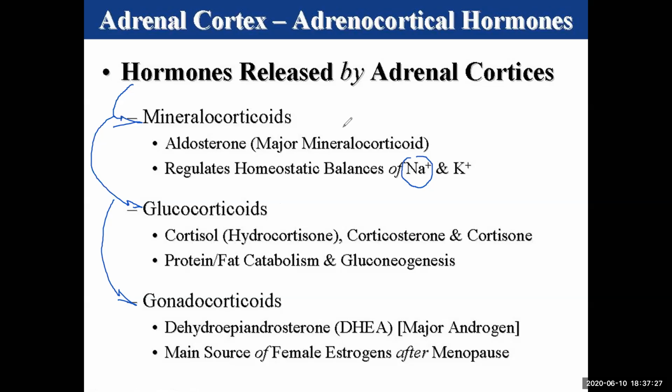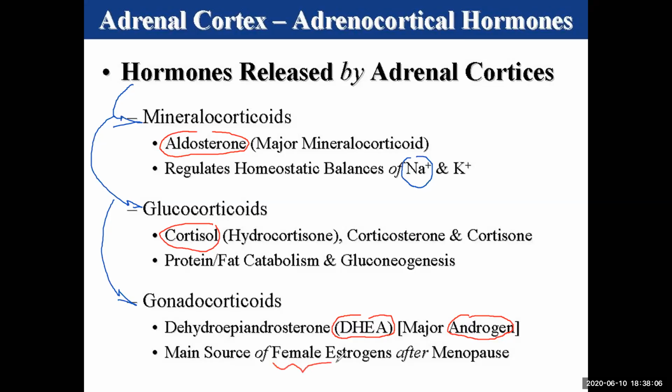So I'm going to ask you to know the most important hormones of each family. For the mineralocorticoids, aldosterone. For the glucocorticoids, cortisol. And for the gonadocorticoids, DHEA. This DHEA here is a major androgen. Androgen means it's a male sex hormone, but it can be converted into a female sex hormone called estrogen.